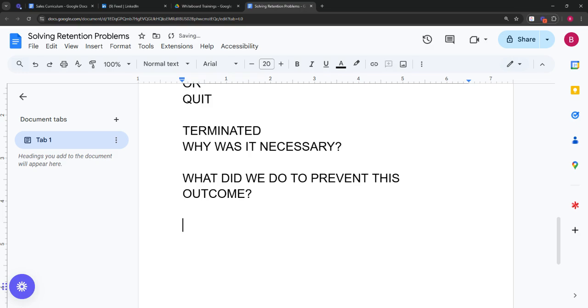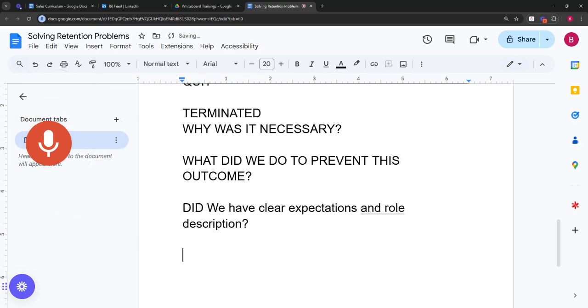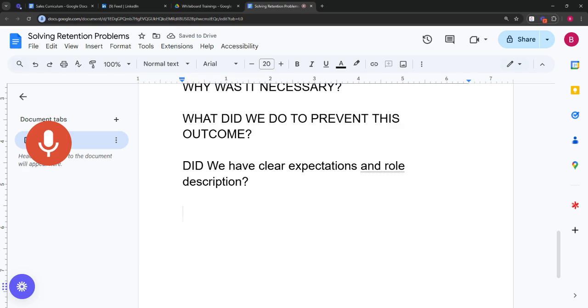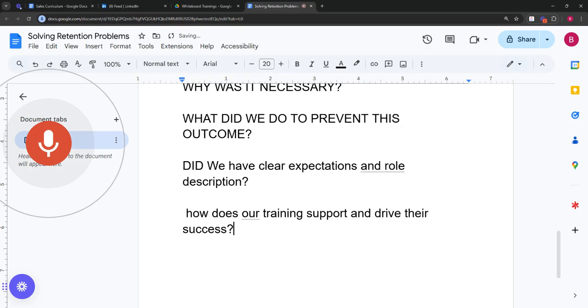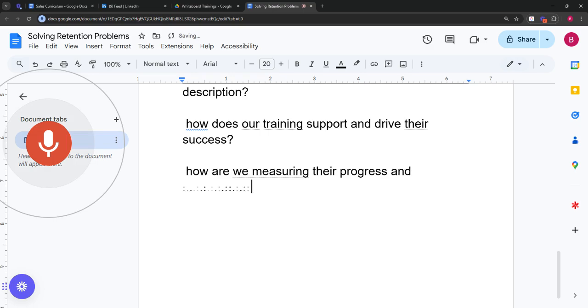Do we have clear expectations and role descriptions? How does our training support and drive their success? How are we measuring their progress and performance?